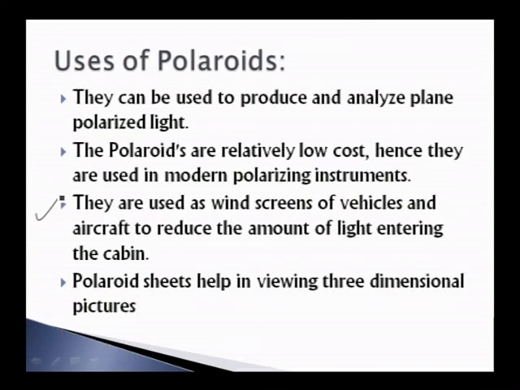Sometimes, to cut the glare, to cut the intensity of the light, the windows of vehicles are covered with a certain transparent blackish thin plastic material that acts as a polarizer. This polarizer is also used to view three-dimensional pictures. Whenever you go to a cinema theater to watch 3D films, they provide goggles, and those goggles have screens, which are polarizer screens. By using these polarizer screens, one can see the picture, otherwise you can't.